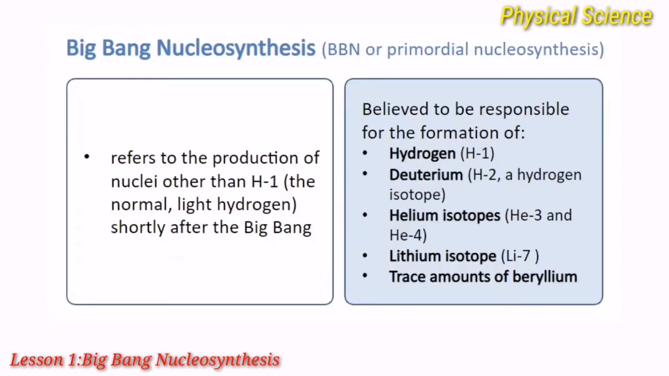Big Bang nucleosynthesis refers to the production of light elements, specifically normal hydrogen and other isotopes, shortly after the Big Bang. The Big Bang nucleosynthesis is believed to be responsible for the formation of hydrogen, deuterium, helium isotopes, lithium isotope, and trace amounts of beryllium.